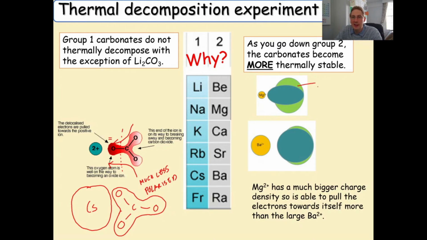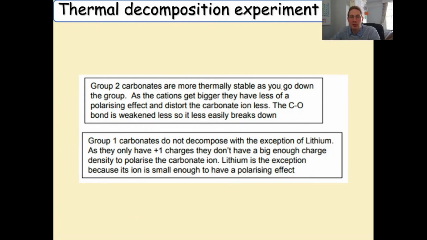So this is the carbonate anion with no adjacent cation. And you can see that the electrons are being pulled towards the magnesium, much less so for barium. So group 2 carbonates are more thermally stable as you go down the group. As the cations get bigger, they have less of a polarizing effect. Learn how to describe this. Less of a polarizing effect, and they distort the carbonate ion less. The C-O bond is weakened less, so it less easily breaks down, okay?